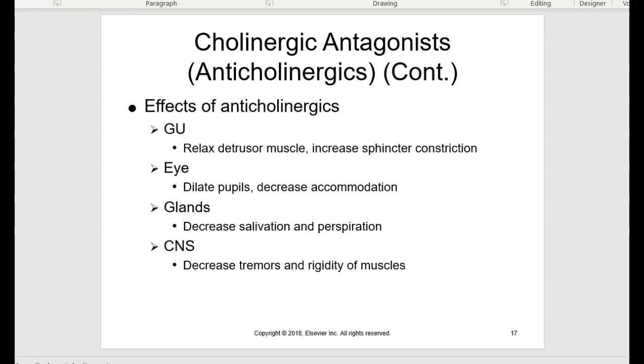Genitourinary, relaxed detrusor muscle, increased sphincter constriction. So bathroom breaks are not going to be a priority, right? We'll worry about urinary retention, constipation. Eyes, dilated pupils. Glands, decreased salivation and perspiration. CNS, decreased tremors and rigidity of muscles.